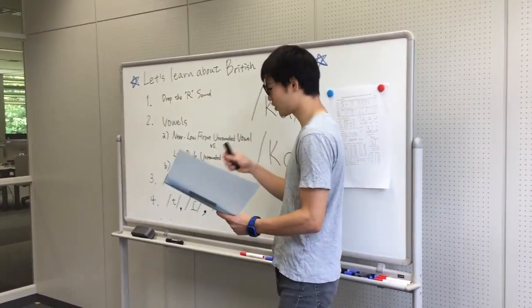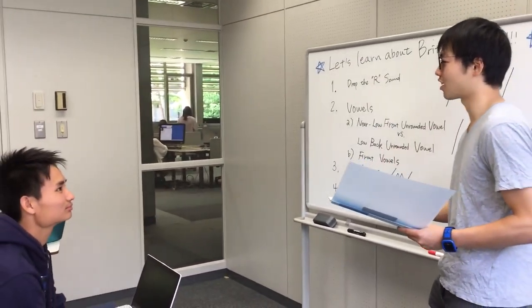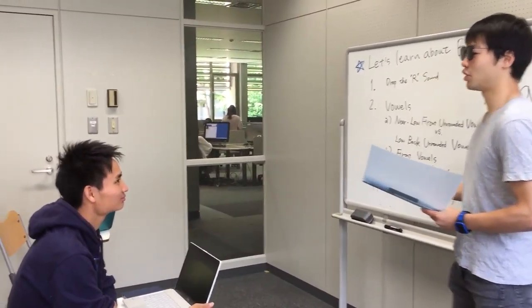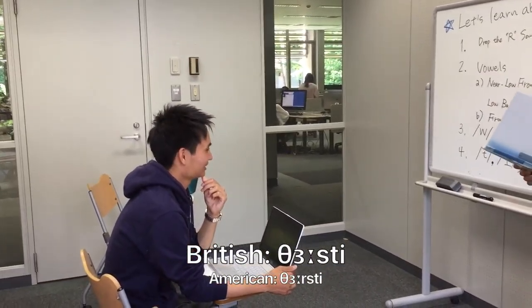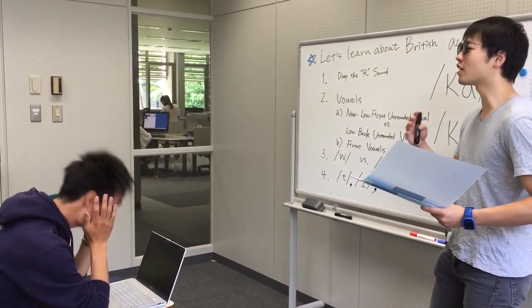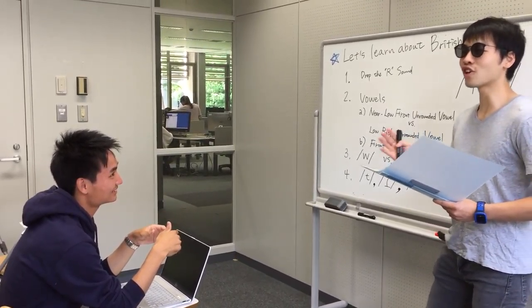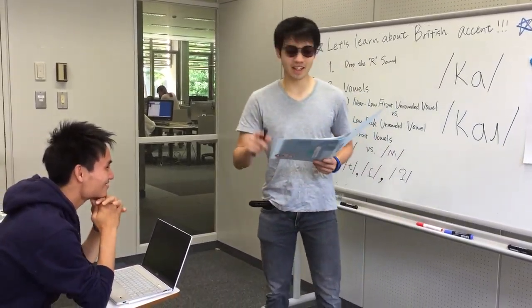Now, we'll move on to the next word. Okay, now, you know how to pronounce car and morning, but do you know how to pronounce thirsty? Well, thirsty. You still have the R. You're getting close though. Thirsty. It's a very, very difficult one, but you'll get a hang of it.